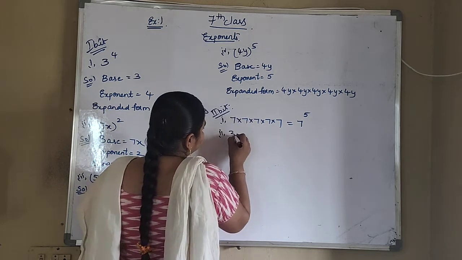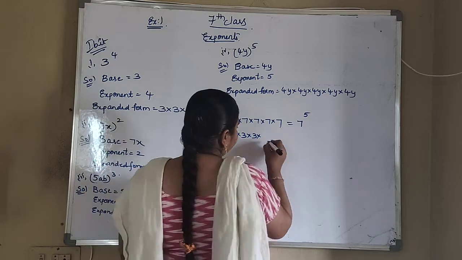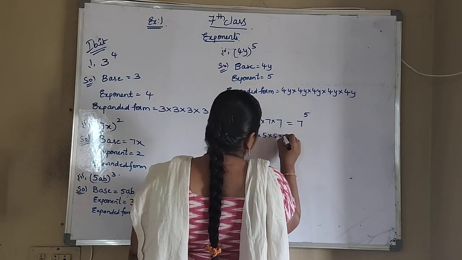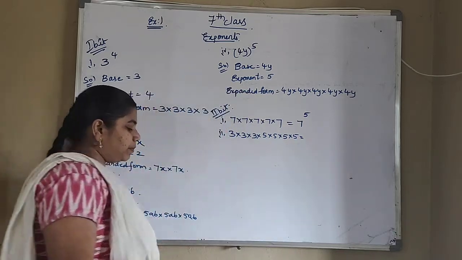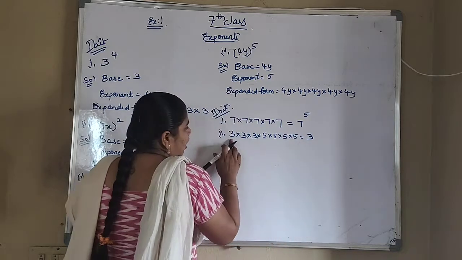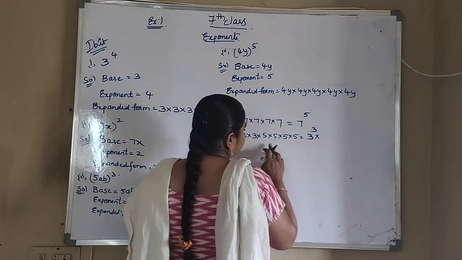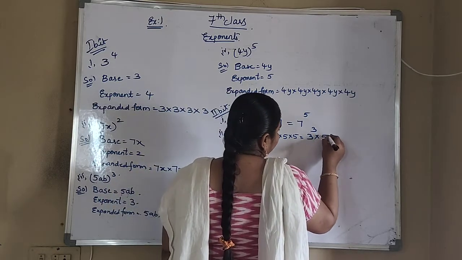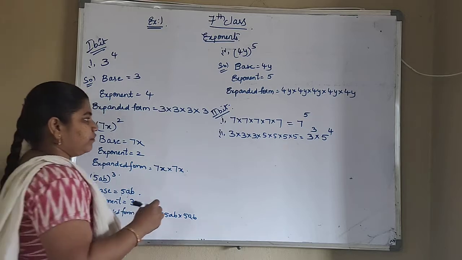3 into 3 into 3 into 5 into 5 into 5 into 5. So here 3 they have multiplied 3 times and 5 they have multiplied 4 times. So what is the exponential form? 3, how many times they have multiplied? 3 times. So 3 power 3 into 5 they have multiplied 4 times. So 5 power 4. This is the exponential form for the second one.